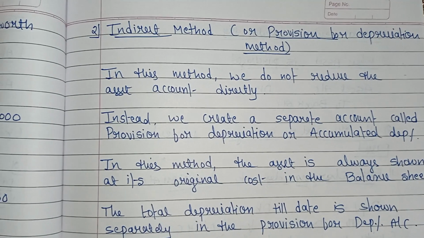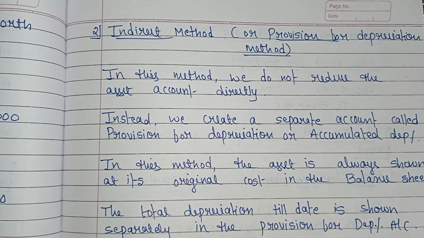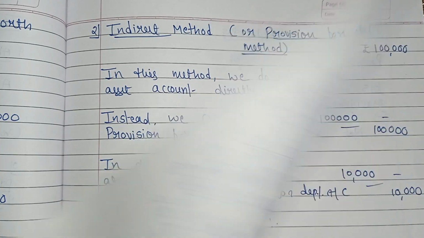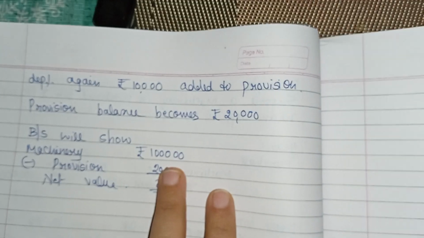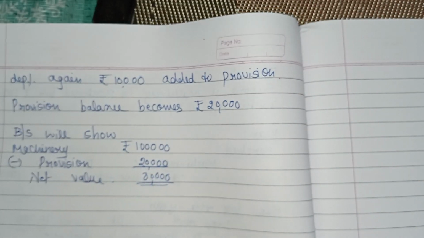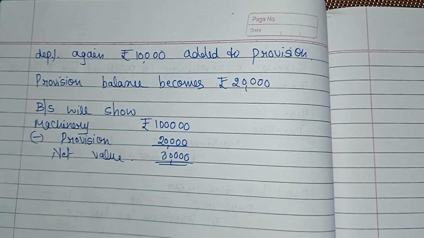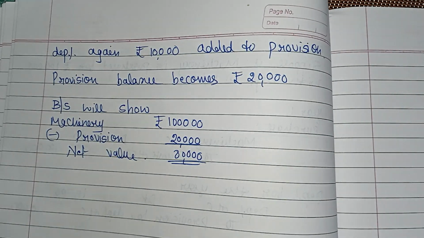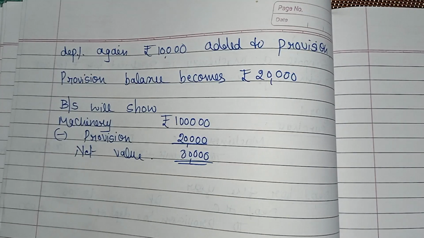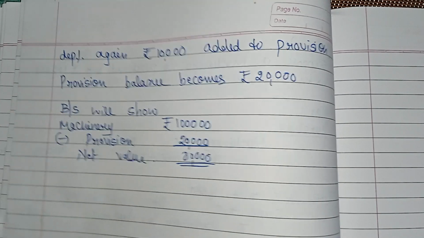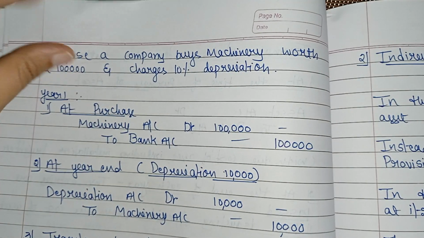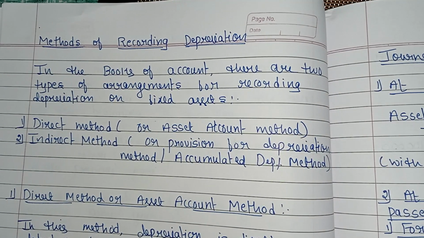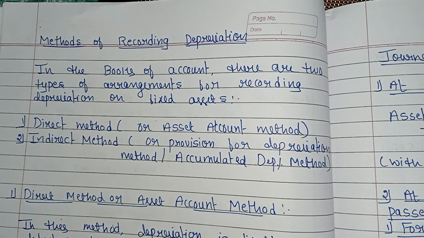But in the provision for depreciation method, or indirect method, what happens? The asset remains at its original cost, that is rupees 1 lakh only. See, in the second year also the machinery value remains the same, rupees 1 lakh, right? But the depreciation is collected in a separate provision account, that's it. That is the only difference. We need to create a separate provision account for depreciation. So this is about the methods of recording depreciation, that is the direct method and the indirect method.